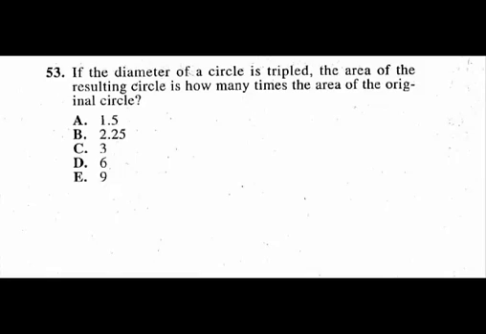Answer for problem number 53. 53 is a tricky problem, kids, so let's take some time with this one. If the diameter of a circle is tripled, so we know we have a diameter and we're going to triple it, the area of the resulting circle is how many times the area of the original? Right away I see original and I see tripled. So let's call the original, O-R-I-G, original. And then the tripled value, let's call that new.